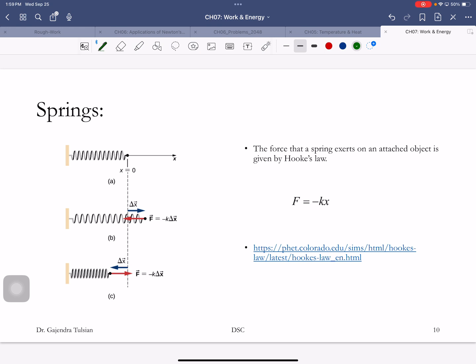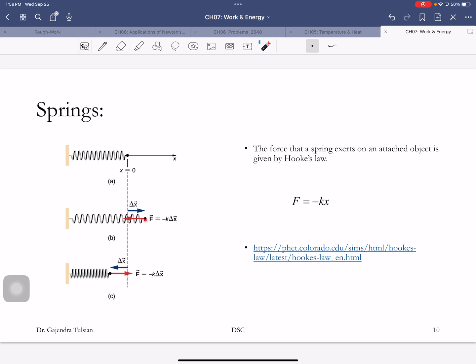Okay, so if you're an engineer, you will be dealing with springs the rest of your life. So let's make sure we understand springs. So here is a spring. What you do is if you stretch the spring, it will pull you back. So you can attach a mass and then pull on the mass, and the mass will be pulled back.